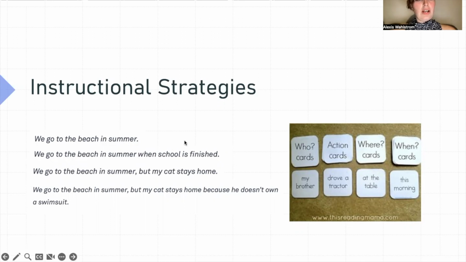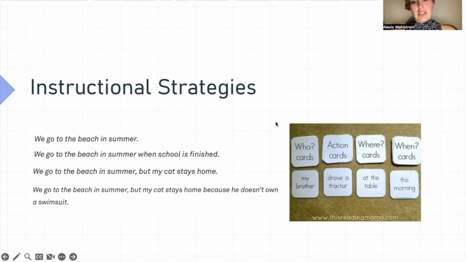With your sentence triangle, you'll start out with the simplest form of a sentence. So we go to the beach in the summer. You are then going to add on to your sentence, making it a more complex sentence, then a compound sentence, and then a compound complex sentence at the bottom. So at the end, we have, we go to the beach in the summer, but my cat stays home because he doesn't own a swimsuit.